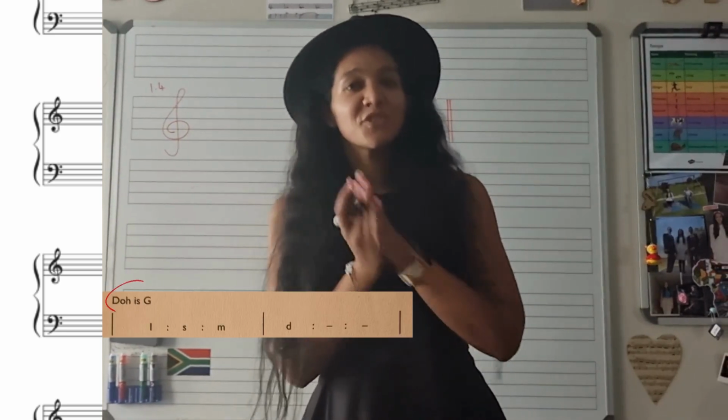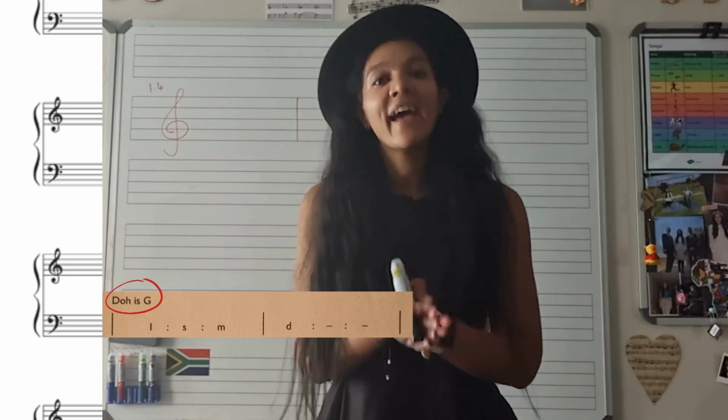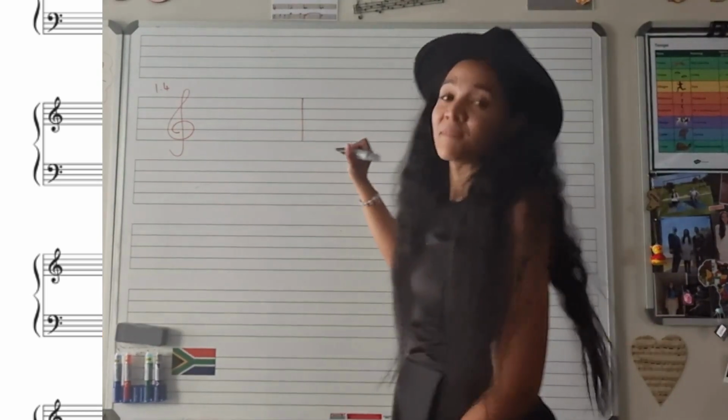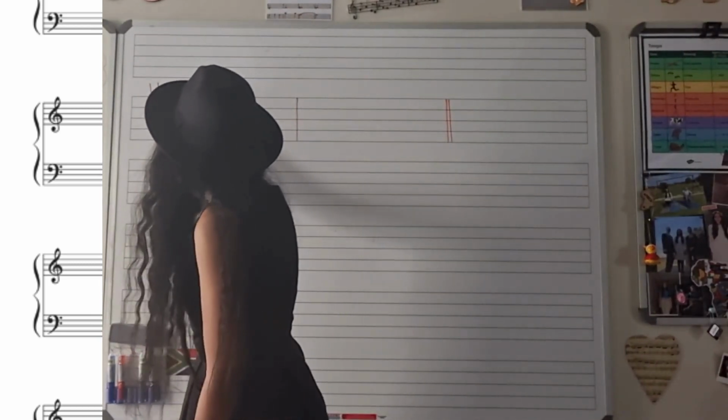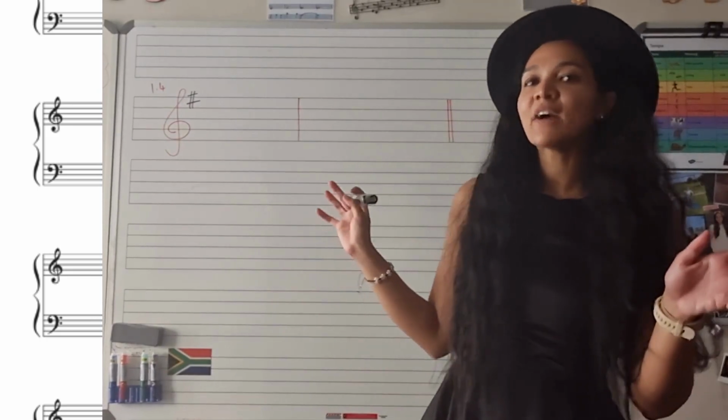So the most important information they give us is Do is G, meaning we're in G major. So we have to act accordingly and add in our notes according to G major. We have to add in our key signature, of course, and G major has an F sharp. Then we have to go ahead and add in our time signature.